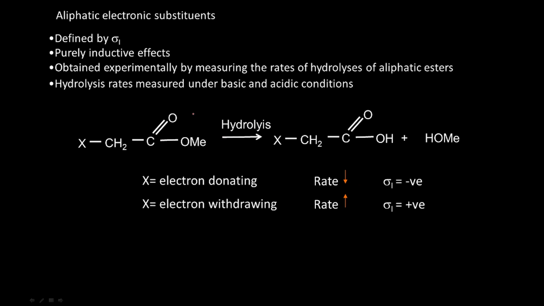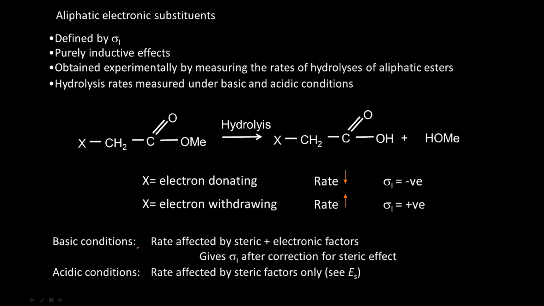X electron withdrawing, rate goes up because sigma 1 is positive. Okay, understand? So in aliphatic systems there is only inductive effect, there is no resonance effect. How do you measure? We can measure by looking at the rates of hydrolysis of aliphatic esters. Hydrolysis is measured under basic and acidic condition. So if you have electron donating, then we have the rate going down. If you have electron withdrawing, pulling, rate goes up.